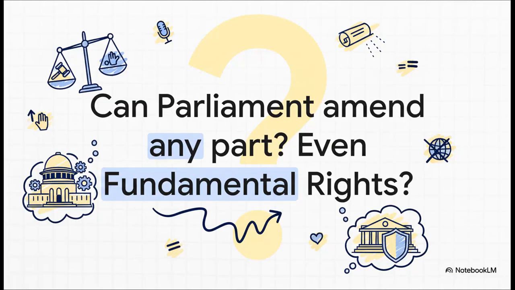So this is the big, big question. Let's say a government has all the numbers, a huge special majority. Does that mean they can change anything? Could they take away your fundamental rights? Could they say, you know what, we're not a democracy anymore? It sounds scary, right? And for years, this was a massive tug-of-war between the Parliament and the Supreme Court.